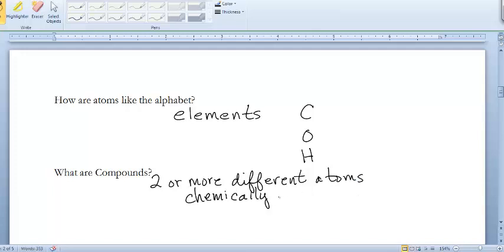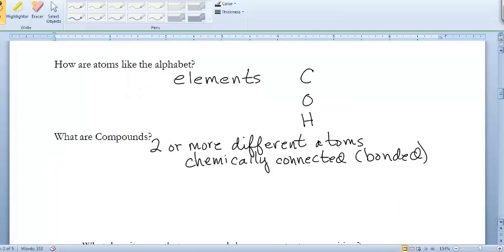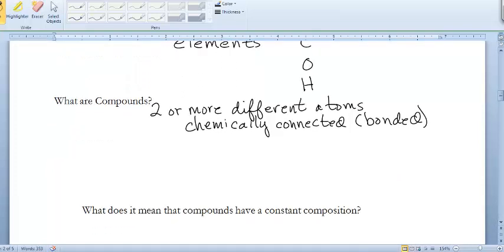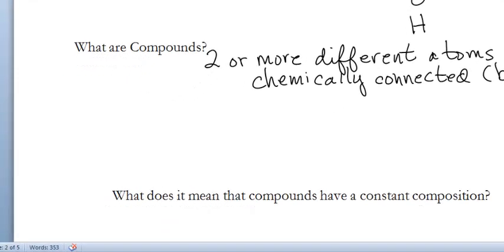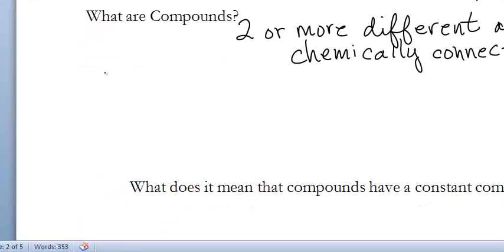And when I say that they are chemically connected, there's a technical name, and we say that they are bonded together. Okay? And we'll learn more about bonding as we go on in our study of chemistry, but not in this unit. So, some common substances that you might be familiar with. Something like carbon dioxide is a compound, and we write that as CO2, carbon dioxide.